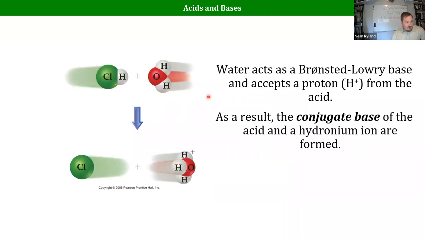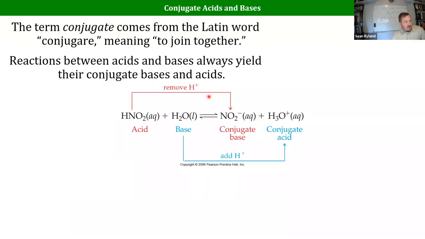All right, so this term, conjugate acid, conjugate base, remember that is our way of describing what's left after an acid-base reaction happens, right? So a conjugate acid is the base after it's accepted an H+. Or the conjugate base is the acid after it's lost an H+.